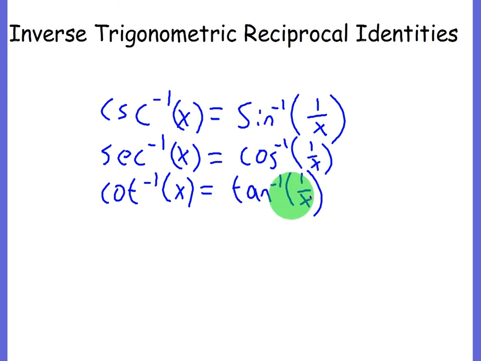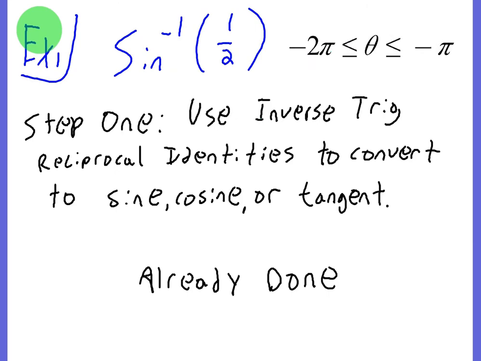And for tangent inverse, we need to know our tangent unit circle, which consists of 1, square root of 3, and square root of 3 over 3, and their variants. And of course, 0 and undefined. Okay, so let's get to the gist of this with example 1.